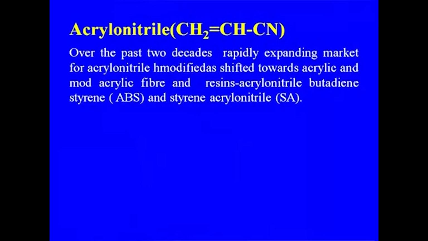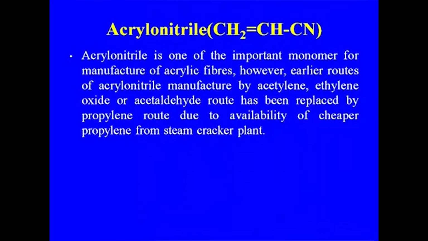Over the past decades, there was a rapidly expanding market for acrylonitrile, and the demand shifted towards acrylic and modified acrylic fiber and resins, acrylonitrile butadiene styrene and styrene acrylonitrile. These are the various combinations, including rubber also, which have led to the development of acrylonitrile in industry. Acrylonitrile is one of the important monomers for the acrylic fiber.